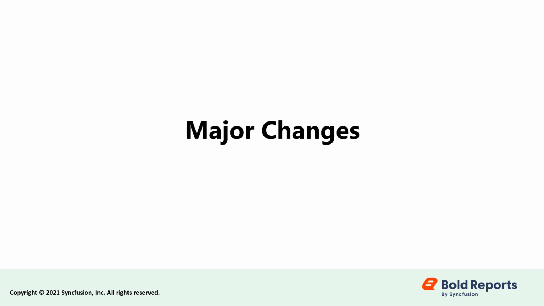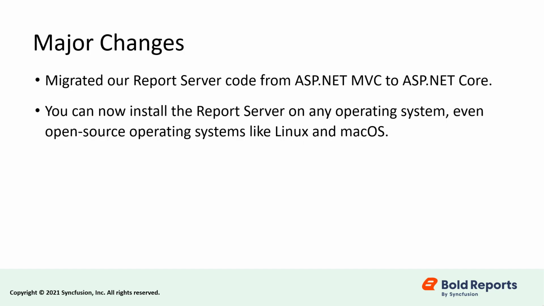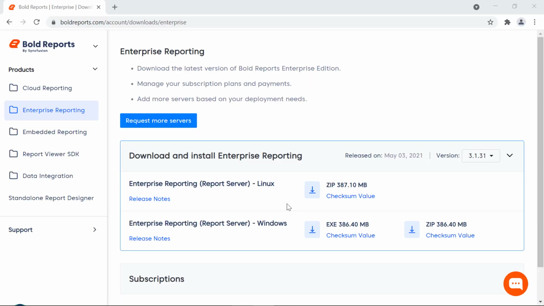One of the major changes in Enterprise Reporting Report Server version 3.1.31 is that we have migrated our report server code from ASP.NET MVC to ASP.NET Core. As a result of migrating to ASP.NET Core, you can now install the report server on any operating system, even open-source operating systems like Linux and Mac OS. You can download the report server for Linux from the Accounts page. By clicking the Download button, you can download the report server.